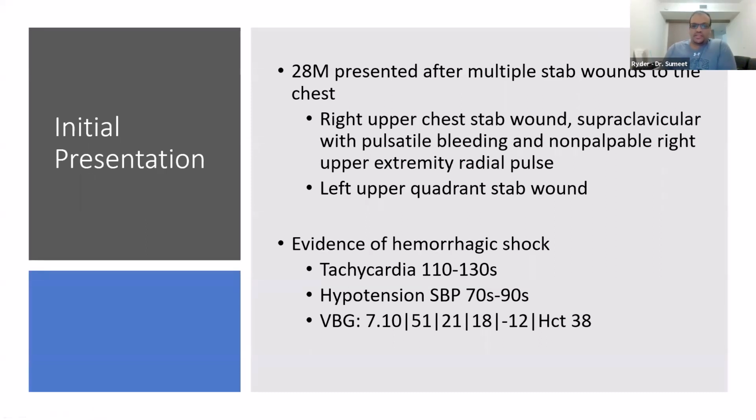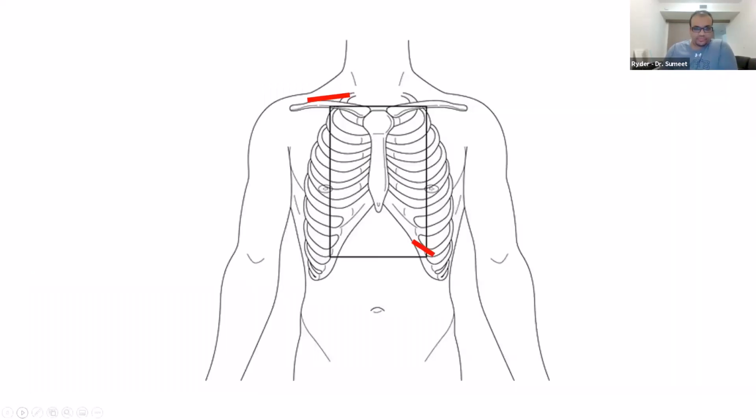So the case is a 28-year-old male who presented with multiple stab wounds to the chest. He had a right upper chest stab wound that was supraclavicular with pulsatile bleeding and a non-palpable upper extremity radial pulse, and a left upper quadrant stab wound. He had evidence of hemorrhagic shock with tachycardia to the 110s and 130s. He was hypotensive to the 70s to 90s. And a VBG was notable for a base excess of -12, and a pH of 7.1.